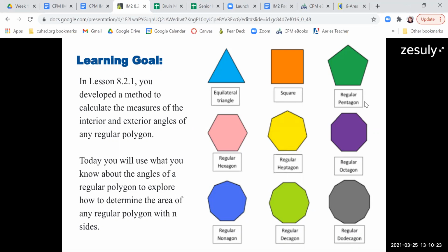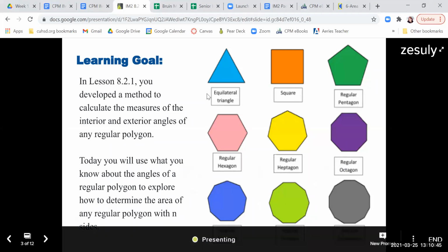So in the previous lesson, you developed a method to calculate the measures of interior and exterior angles. Today, what we're going to do is use what we know about the angles and how to break down the polygon into triangles to determine the area of a regular polygon. In the past, you have done area problems involving finding the area of a triangle, and finding the area of a square. But then what do we do when there are lots more sides than that? How do we find the area of these things? We're going to come up with a strategy today to address that.